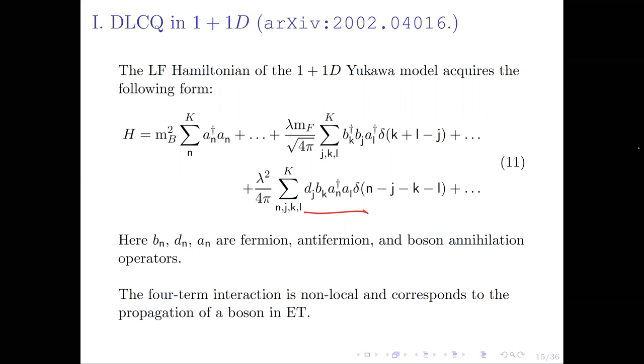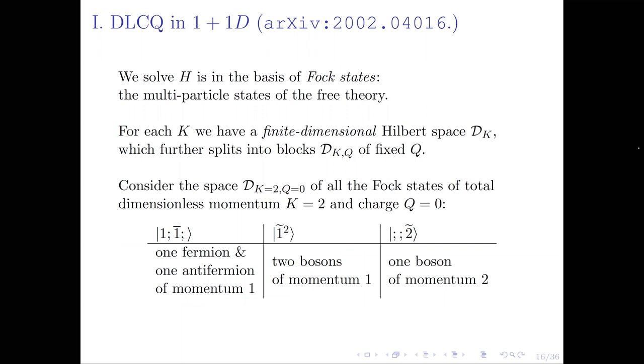Okay, so we are solving this Hamiltonian in the basis of Fock states, which are multiparticle states of the free theory. And a unique feature of light front quantization in 1+1 dimensions is that if you're working at a fixed total momentum, then without the necessity of introducing any additional cutoffs, the Hilbert space turns out to be finite dimensional. And once you stick to a block of fixed charge, it's another simplification and an even smaller block.